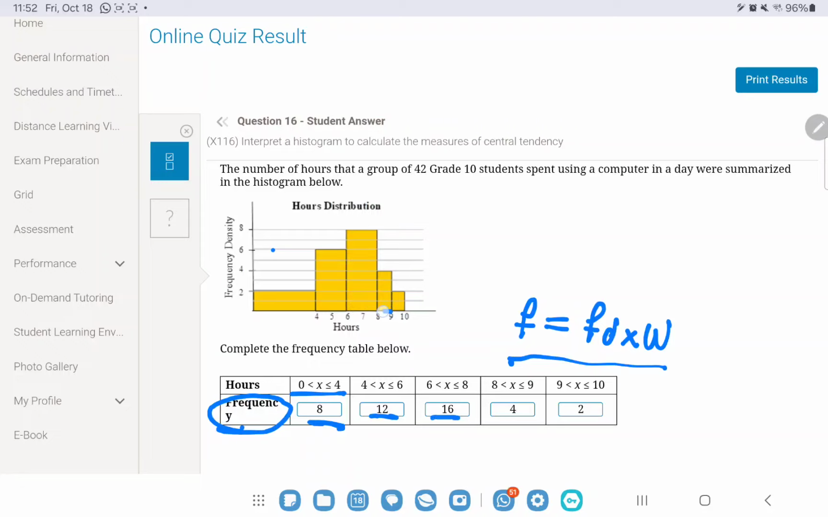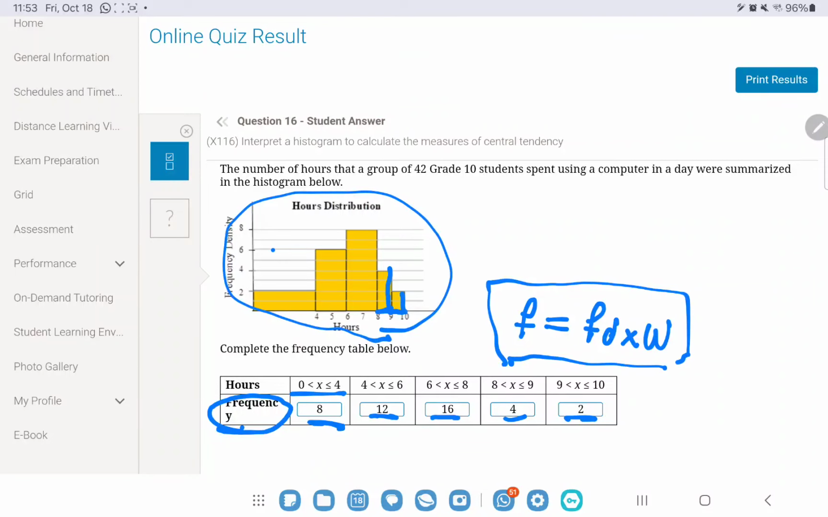Next block, our width is 1. By the way, how do you know the width? It's 6 minus 5, 8 minus 6, 9 minus 8, 10 minus 9. So 1 times 4, 4, and 1 times 2 is 2. Just memorize this rule and implement it on any histogram you have in your exam, and you should get it right. And yeah, that's it for the week 9 math quiz.